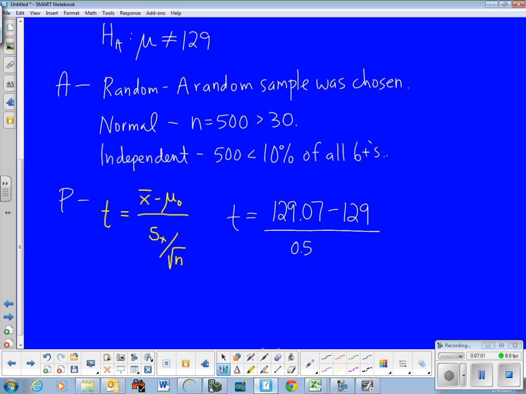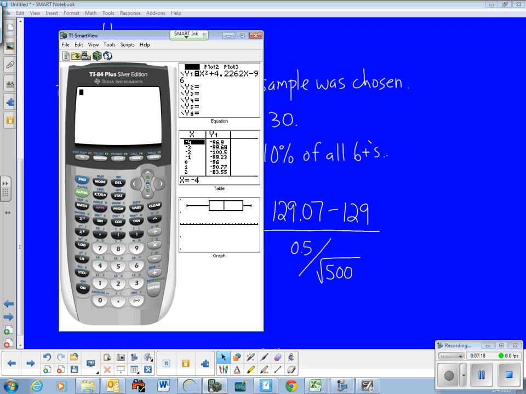It's unrealistic to assume we know the population standard deviation. If we did, we could just use z's, but we do not, so we use t's, over the square root of 500. So let's get our t statistic the old-fashioned way.